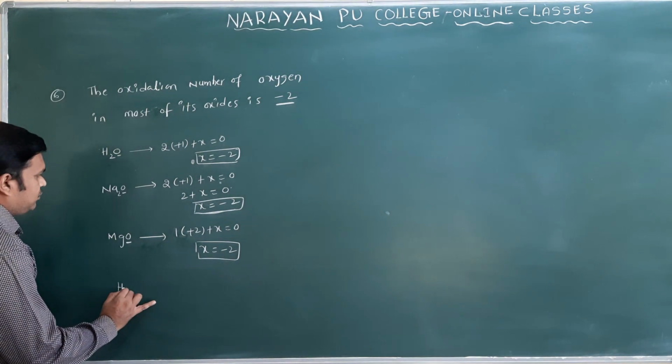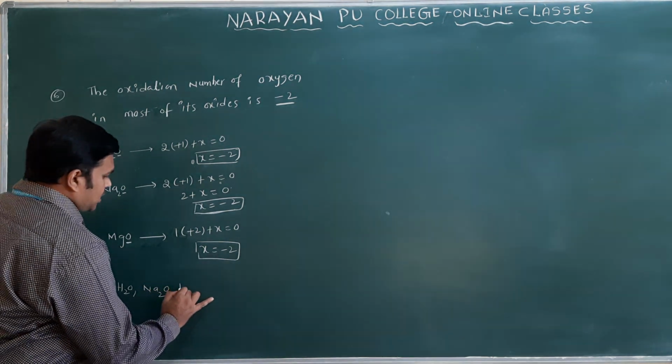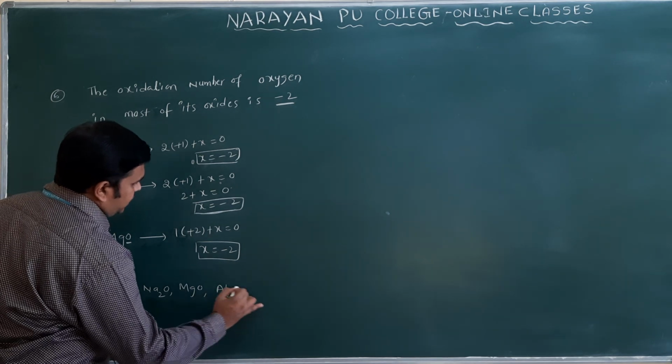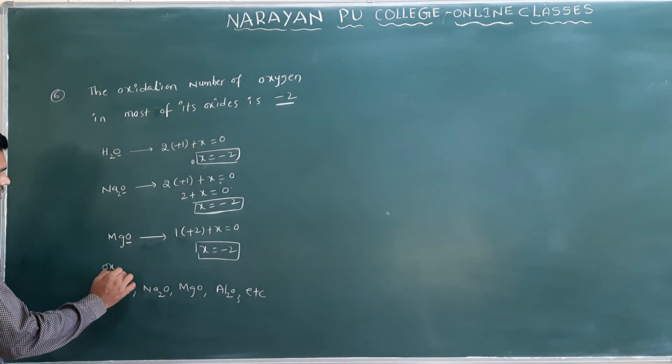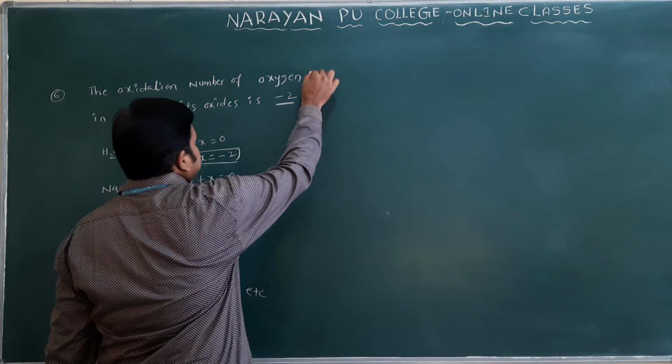What are the examples I wrote here? H2O, Na2O, MgO, or if you take Al2O3, etc. What type of oxides are these? These are normal oxides. Now here some exceptions are there.